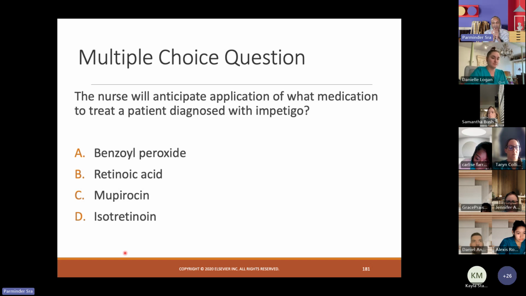Okay, good job. Yes, C is the correct choice. For that condition, it's a skin infection. Mupirocin, Bactroban, is the one which is used.